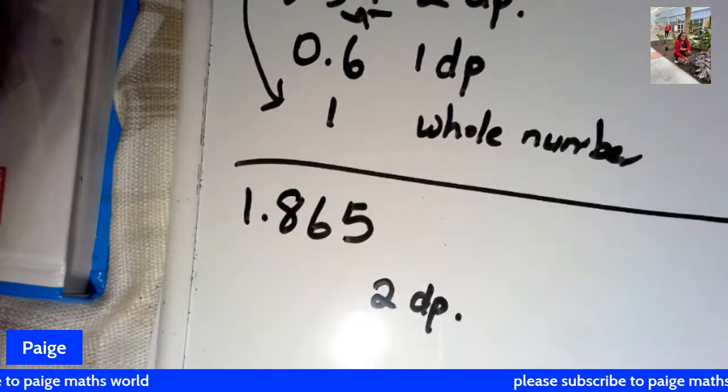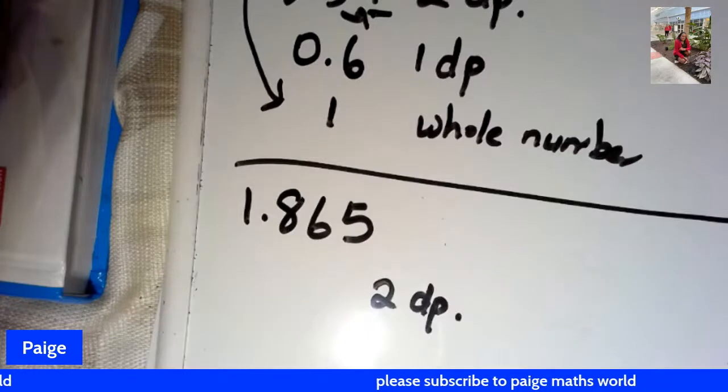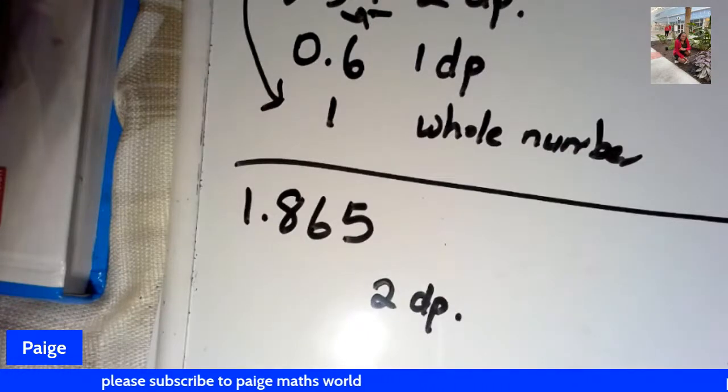All right, so 1.865. Still waiting on some answers. I only see Raymond. We're going to tell you if you're right or wrong.